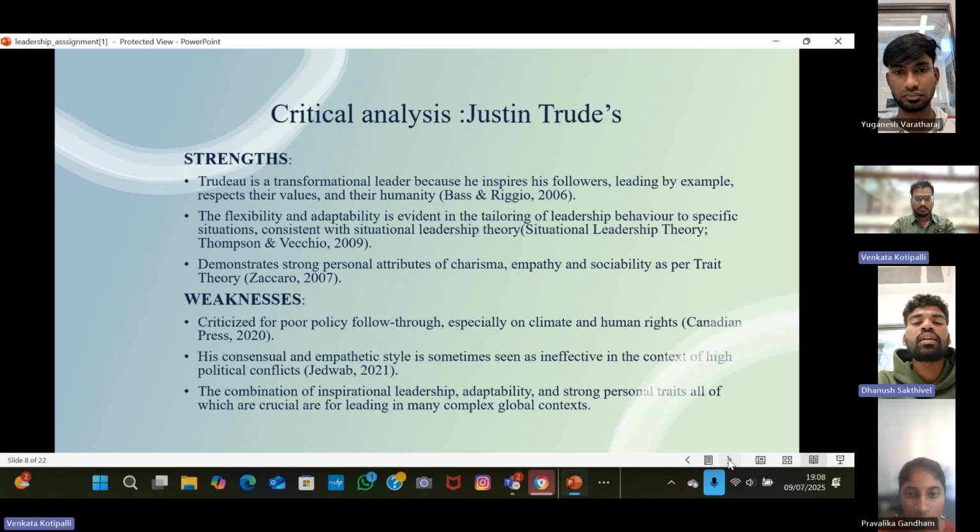The weaknesses are that he was criticized for poor policy follow-through, especially on climate and human rights, according to the Canadian Press in 2020. His consensual and empathetic style is sometimes seen as ineffective in the context of high political conflicts. The combination of inspirational leadership, adaptability, and strong personal traits is crucial for leading in any complex global context.